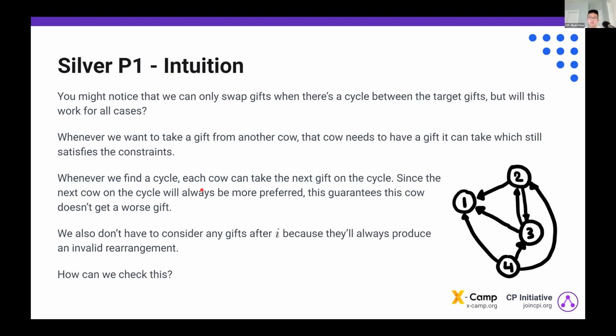So now we find a cycle. Each cow can take the next gift on a cycle. So if we have a cycle of 2 or more cows, then we can assign every cow the previous gift on the cycle. And every cow will obviously get a better gift, because there are edges between the gifts that they want.